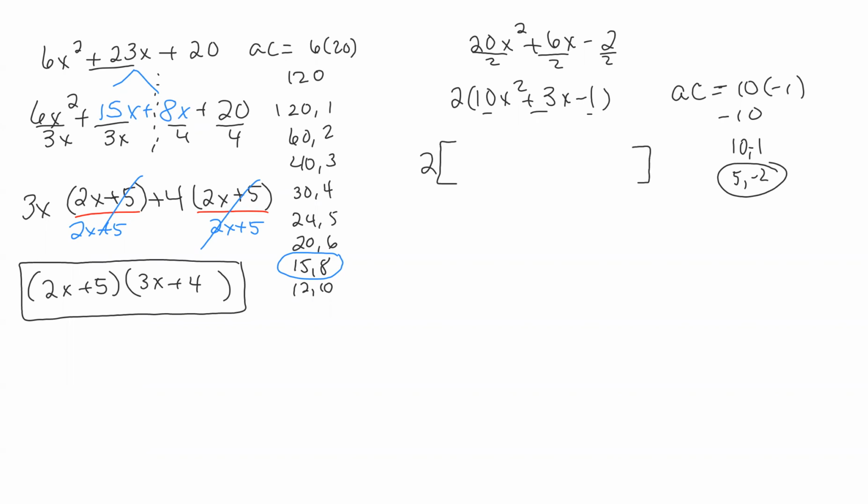Okay? So inside parentheses, I have 10x squared. And then my 3x, I'm going to rewrite as 5x minus 2x. And then I'm going to drop down my minus 1. So now I do the factor by grouping. Okay, so I'm going to bring down that original GCF of 2. And then for 10x squared and 5x, I have a GCF of 5x.